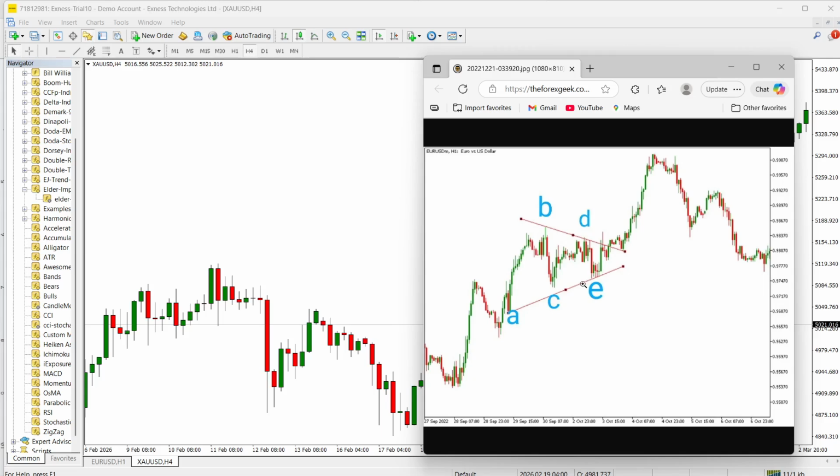The key elements to study include the labeling of the 5 subwaves, the angle and convergence of the boundary lines, and the volume behavior within the pattern, which often decreases as the triangle contracts.